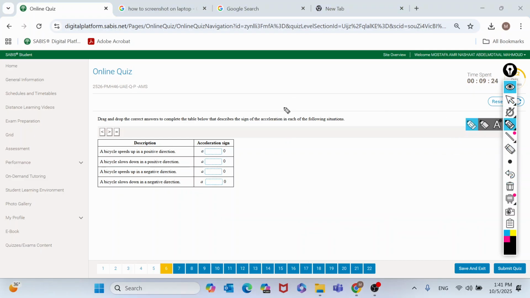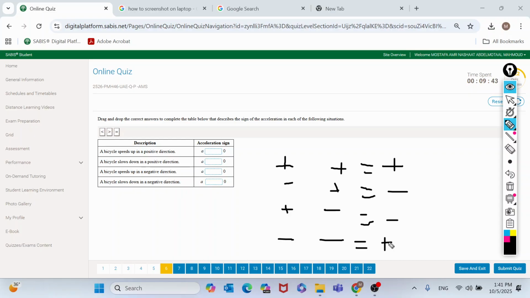Okay, then this question, speeds up. So if it's positive, you get a positive. If it slows down, so negative times positive, you get a negative. And then speeds up, so positive times negative, you get a negative. If it's negative, you get a positive. If you multiply positive, you get positive.